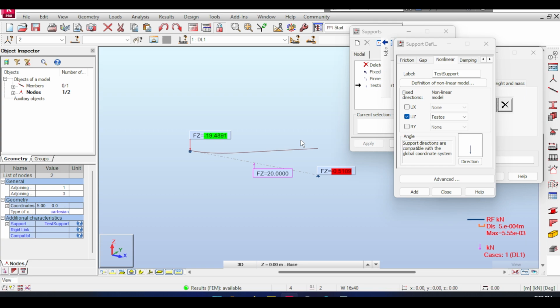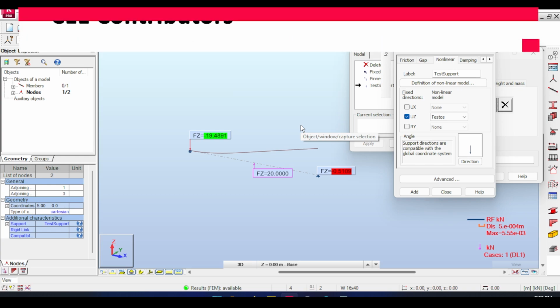So yeah, I hope that you have gained a good understanding about all the possible support definitions you have in Autodesk Robot. I know I explained this with displacement. You can easily extrapolate this for rotation, linear, and planar support systems. So yeah, that's everything I wanted to talk about today.